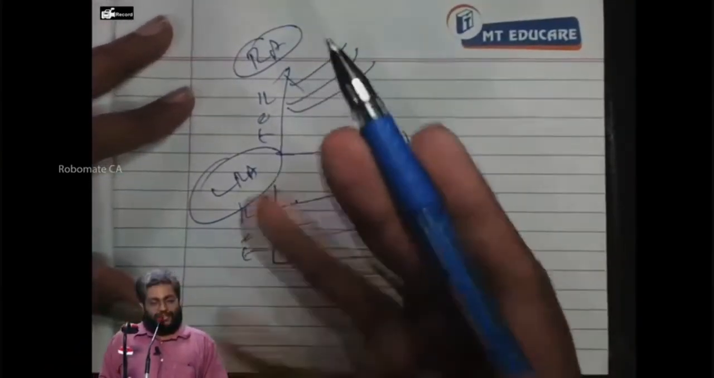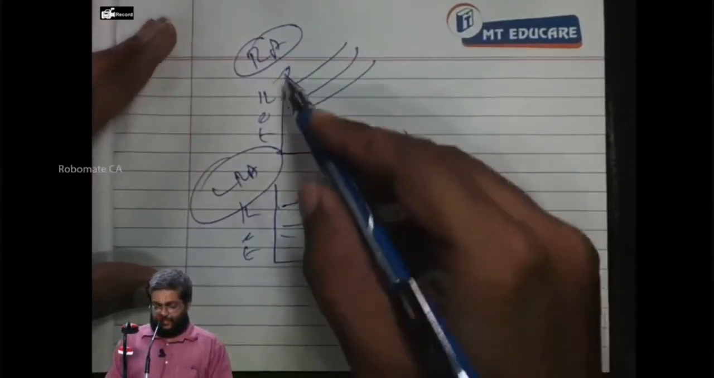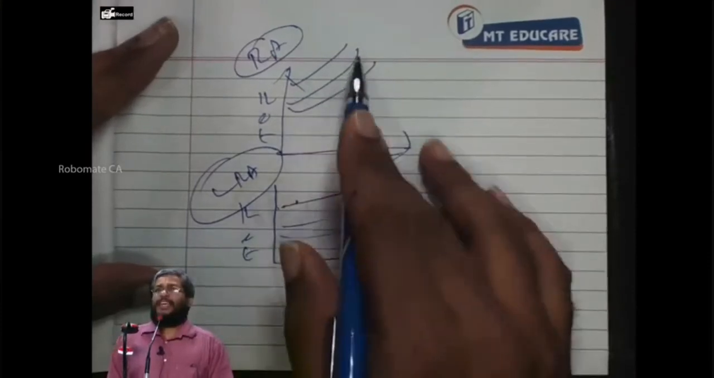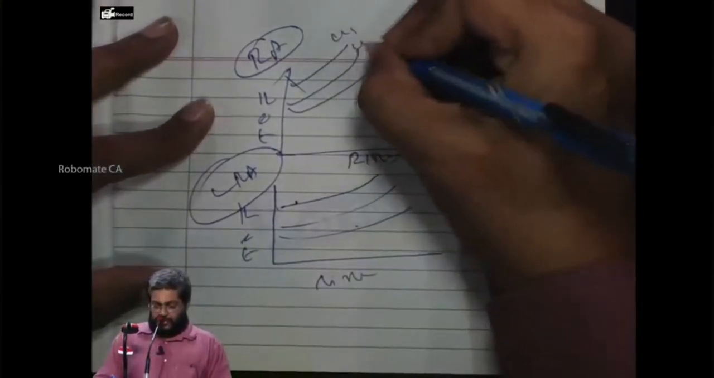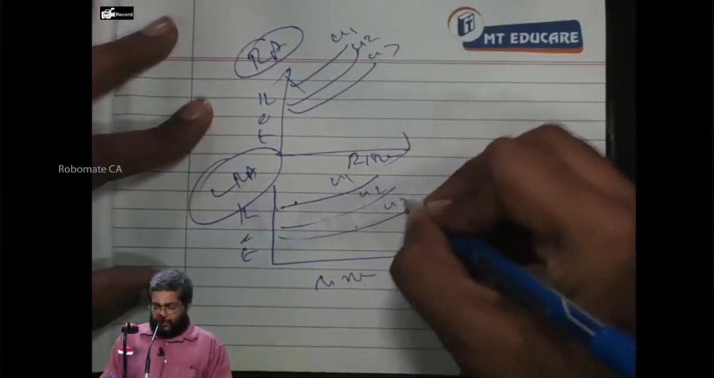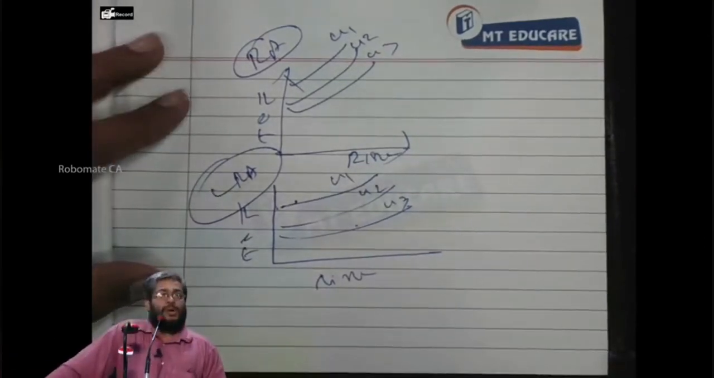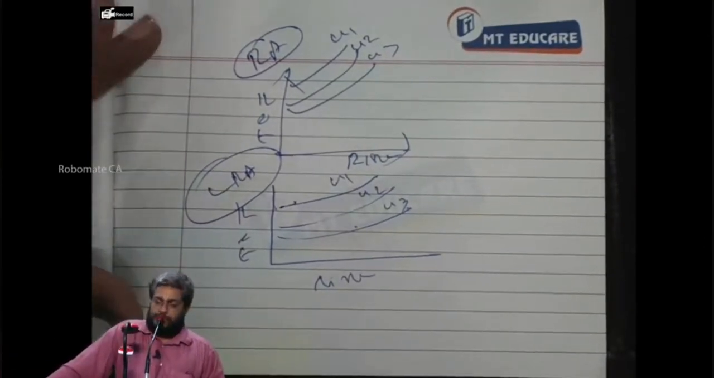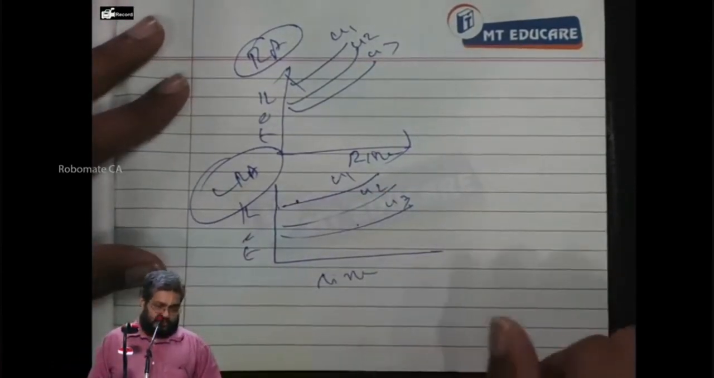I have also drawn along with you. No time. This is steep, this is shallow, that's all. U1, U2 and U3 for him. Remember. Finish copying.